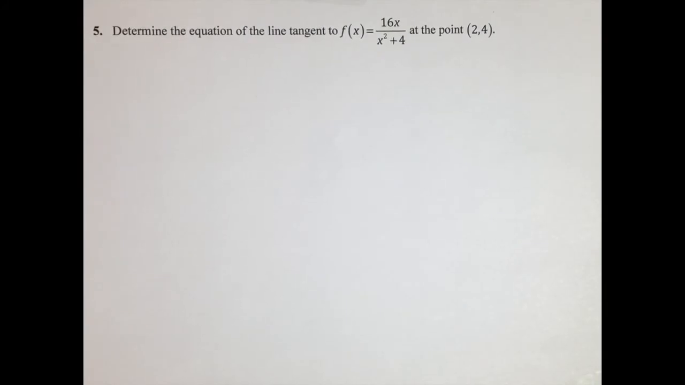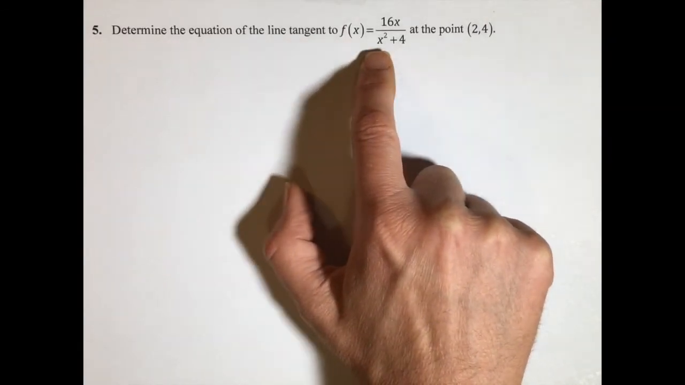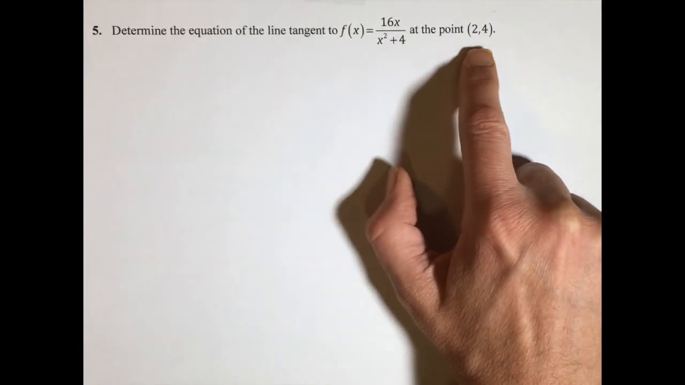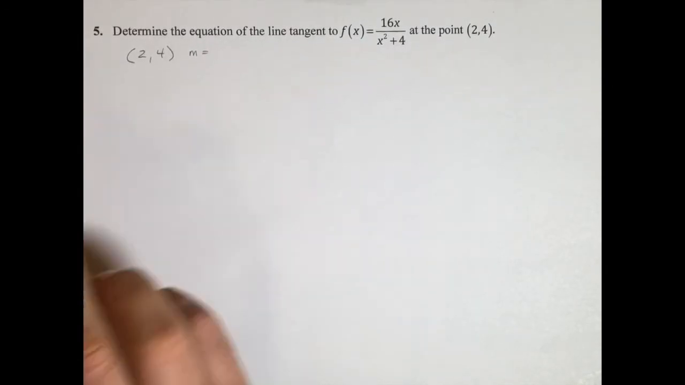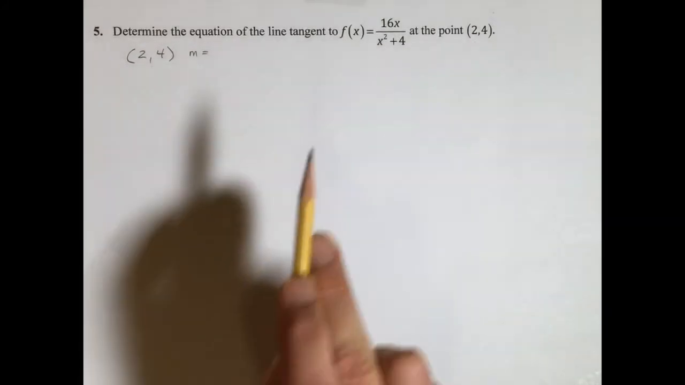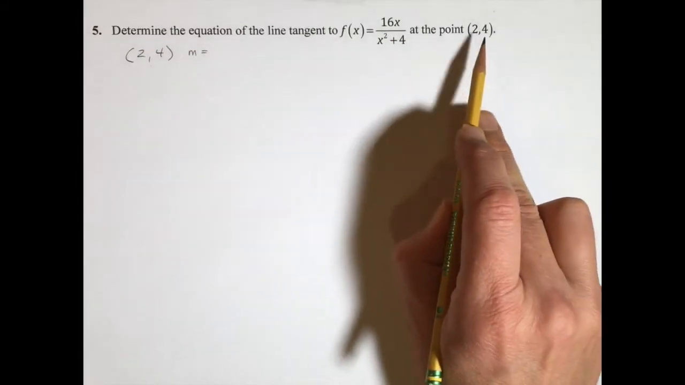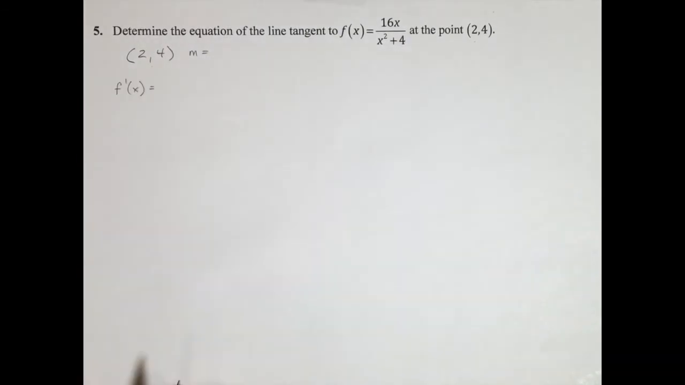Let's take a look at one last example where we're going to perform the classic task in calculus. Determine the equation of the line tangent to the function at the point 2, 4. When we're asked to write the equation of a line, we need a point and a slope. We already have a point. We just need the slope of this function at the point 2, 4, so we of course need the derivative of this function. My function is expressed as a fraction, so I'll of course use the quotient rule.